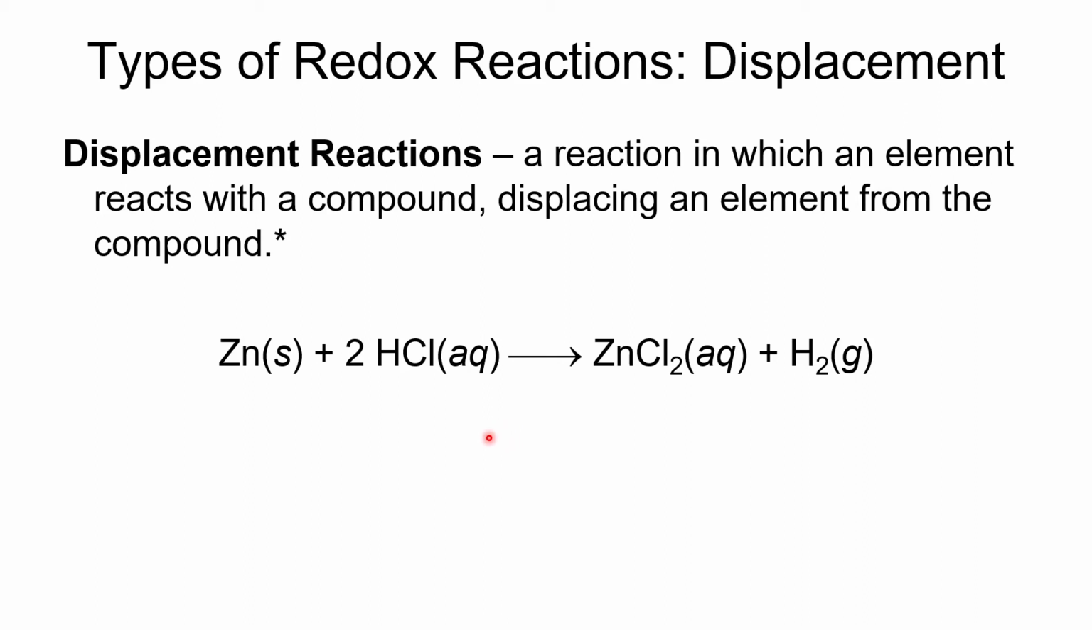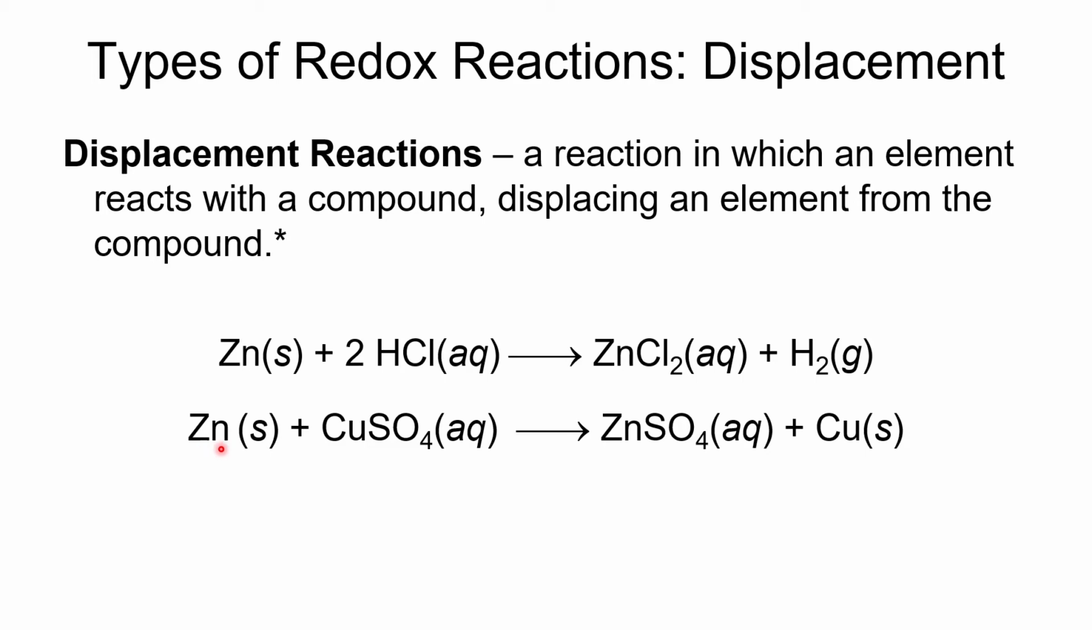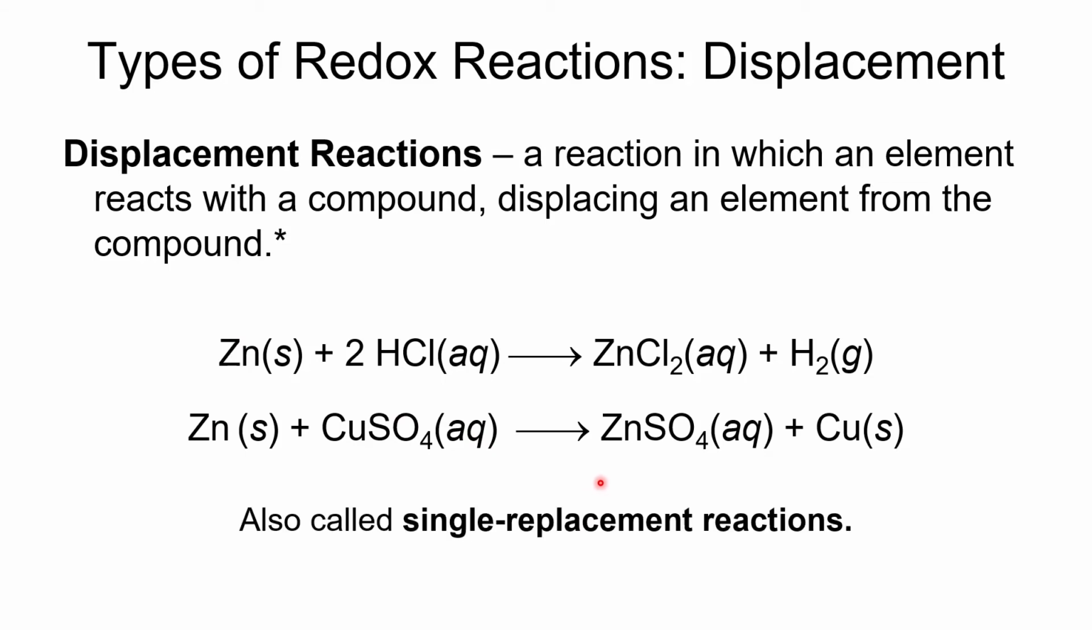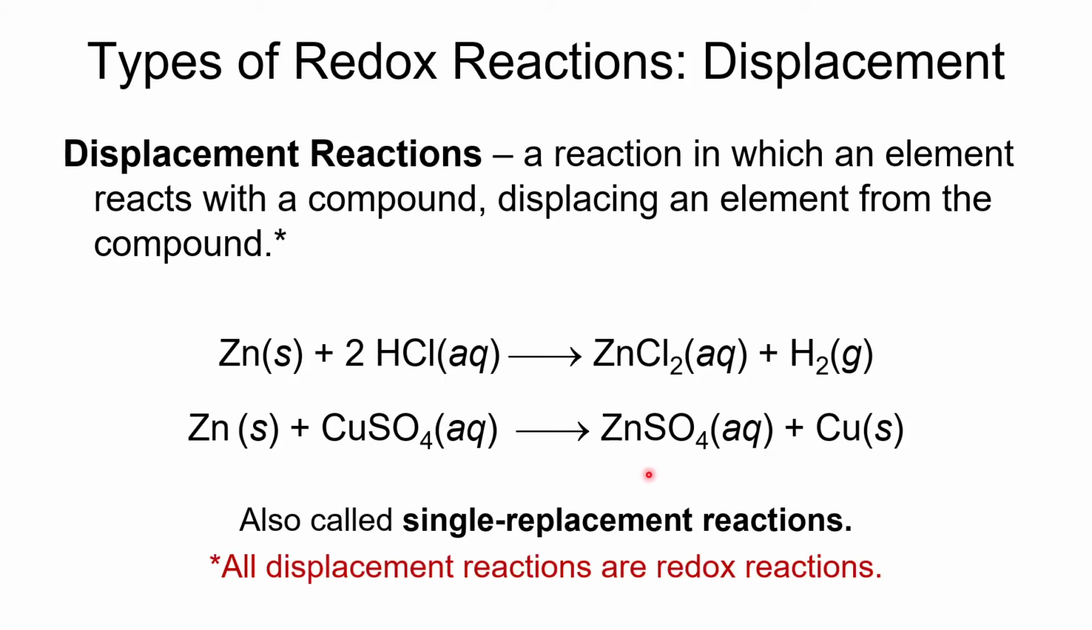If we look at another one here, zinc metal plus copper(II) sulfate gives us zinc sulfate plus copper metal. Well, you'll see that the zinc is going from 0 to +2. The copper is going from +2 to 0. So zinc is getting oxidized, copper is getting reduced. In both of these cases, zinc is replacing some other element in the compound. We call these displacement reactions, and you'll sometimes see these called single replacement reactions. We'll find that these displacement or single replacement reactions are always redox reactions. So oxidation states are always going to change here.